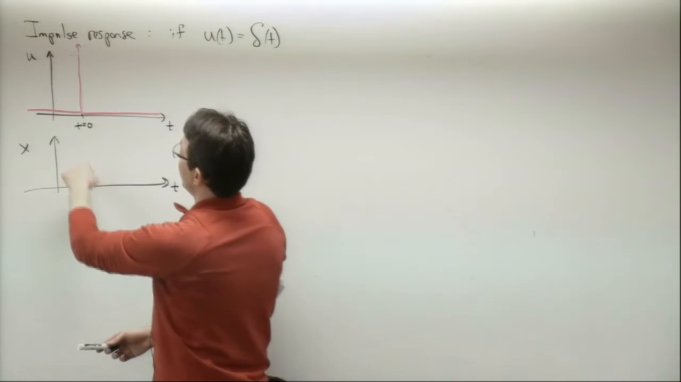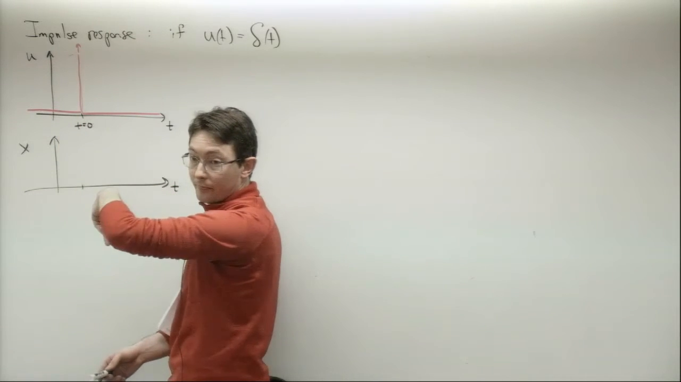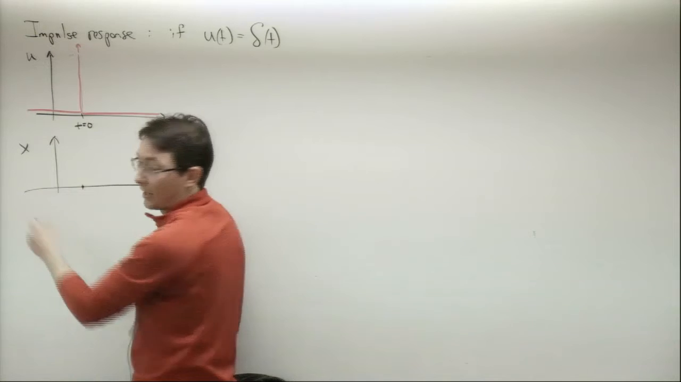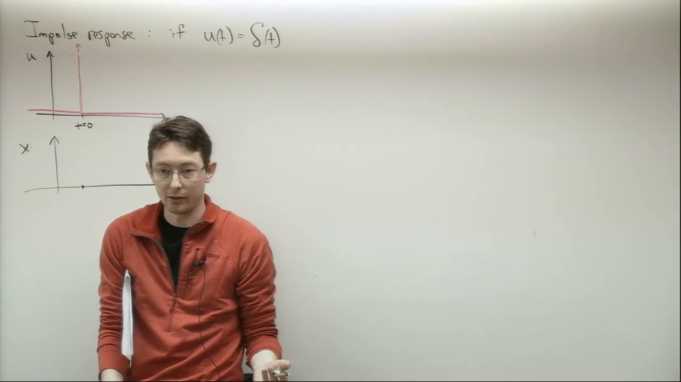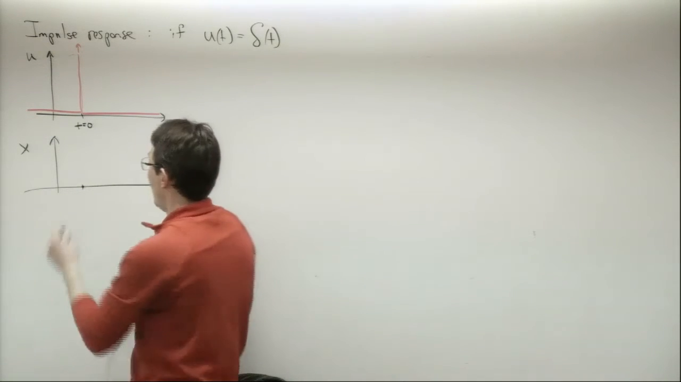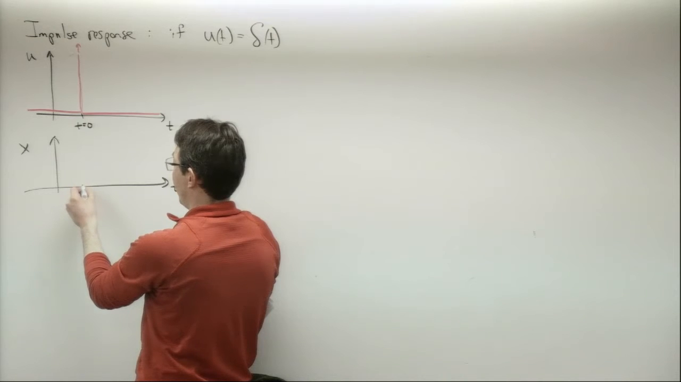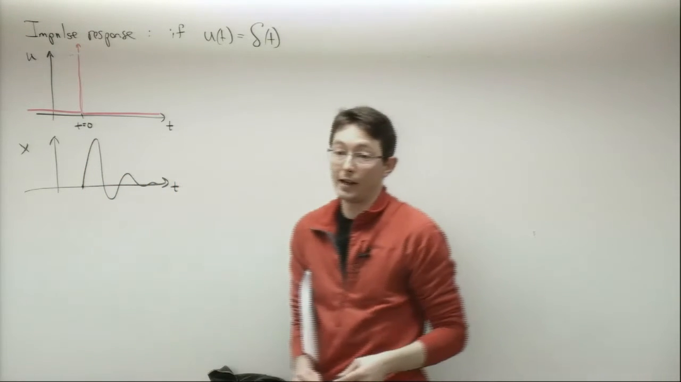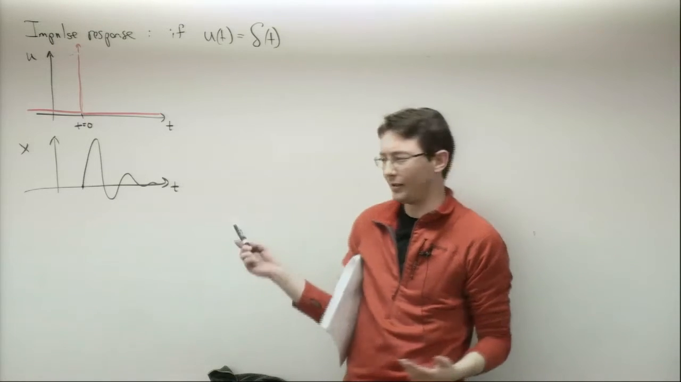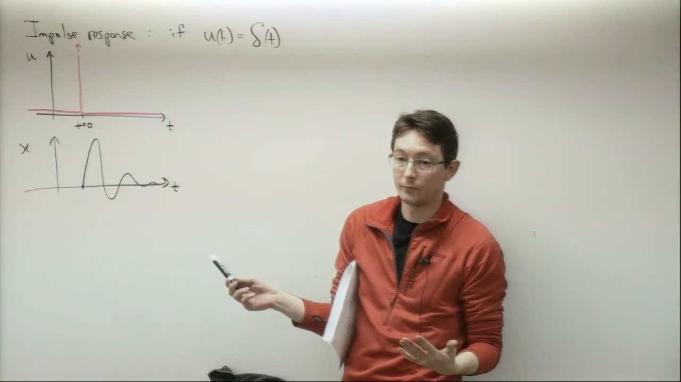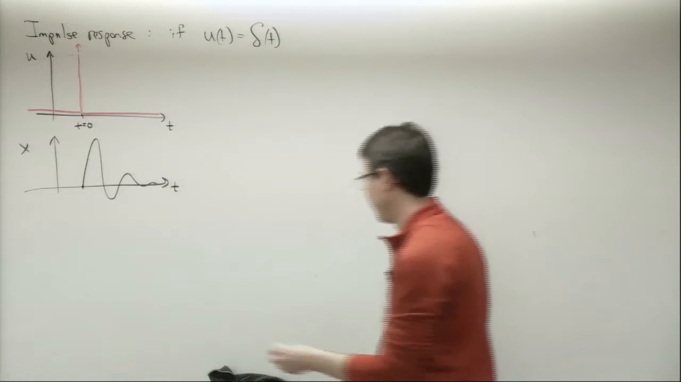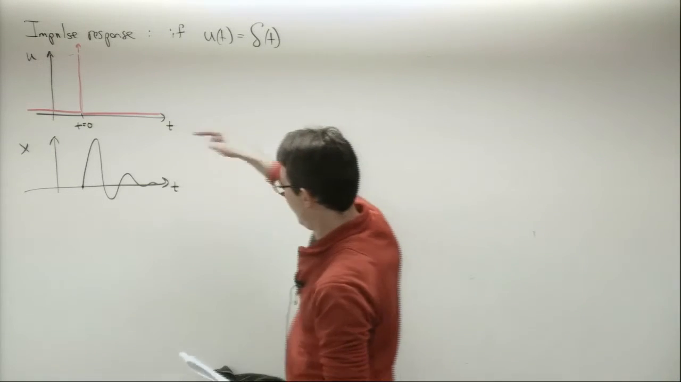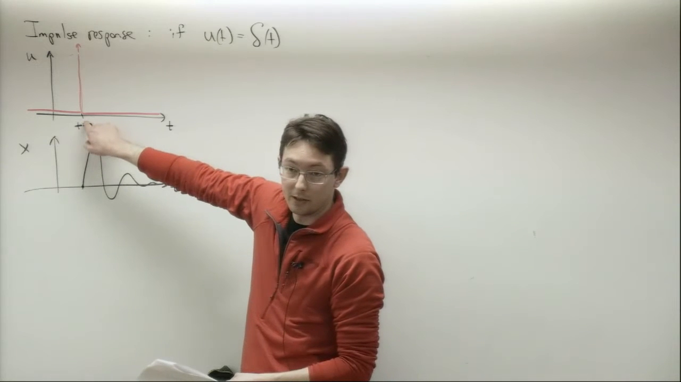And when I give my system this kick, it's going to have some response. It's not going to respond for time less than 0 because it didn't have any inputs. There are no initial conditions. Then at time equals 0, the system is going to do something, but eventually it's going to die out because it stops getting input. This will die out if it's stable, if all my eigenvalues have negative real part. So my impulse response is the response to a unit impulse in u.